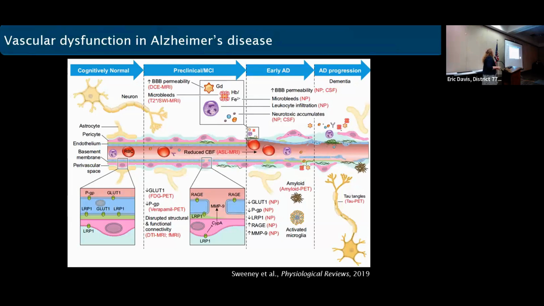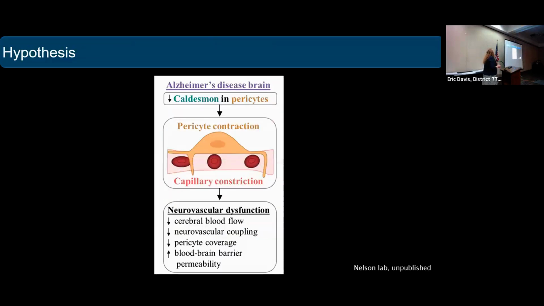But what we know, in summary, about vascular problems is, when you're cognitively normal, your vessels are fine, but in preclinical mild cognitive impairment, we start to see problems with the blood vessels and all the supporting cells. And that gets worse in early AD and as the disease progresses, but this is an earlier problem than A beta and tau. So for me, it's all about what is the root problem and how can we fix it.